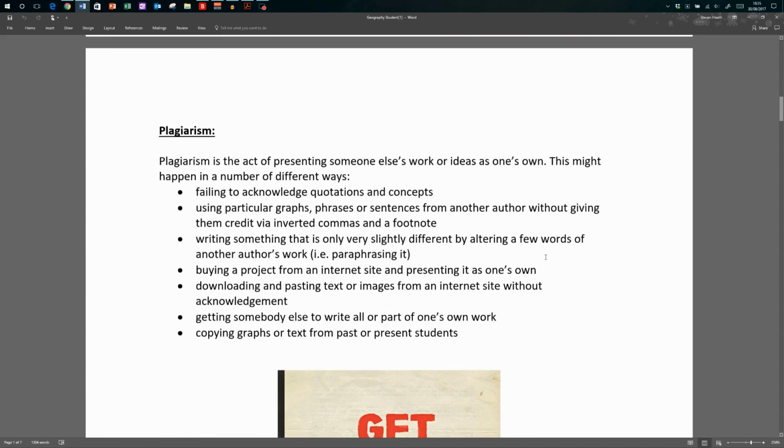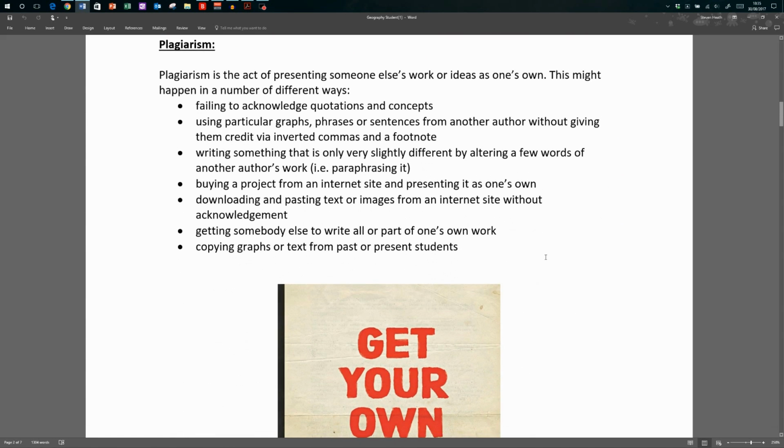Important point. As per most criteria with coursework, plagiarism plays a very, very important role. It is extremely important that you don't plagiarize. Now, plagiarism, as you can see from this slide, is showing you the types of things that could be construed as plagiarism.